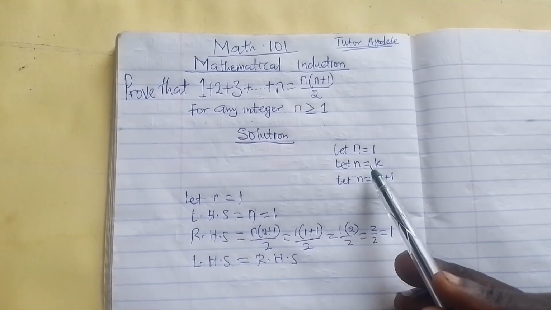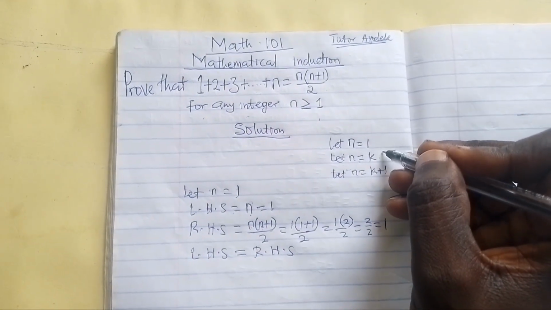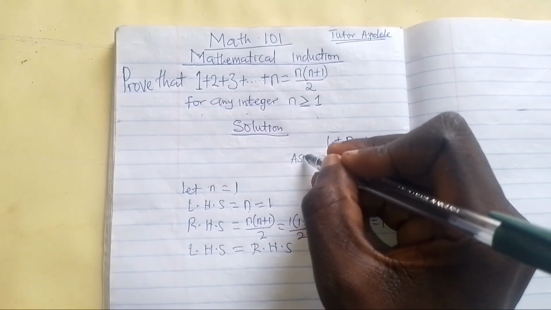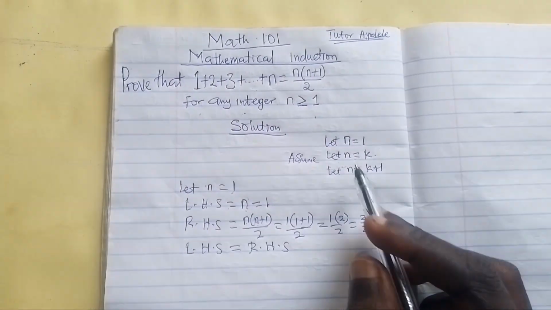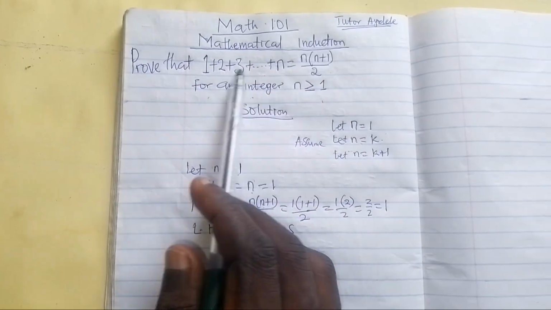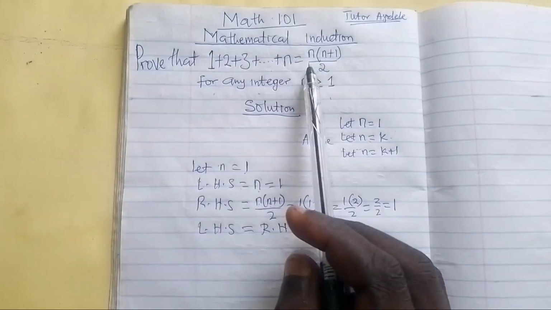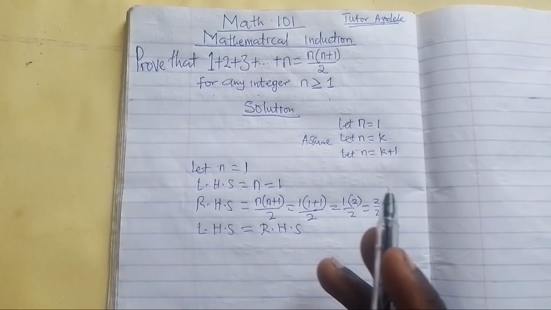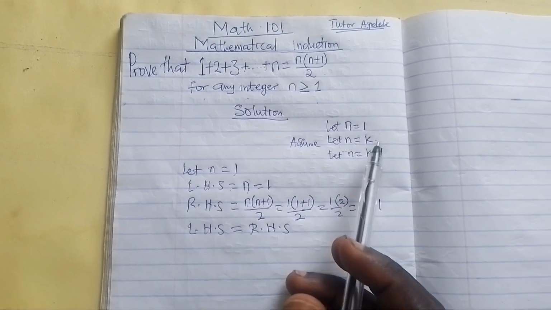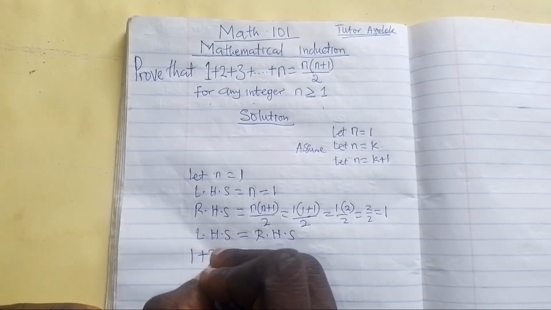And the next step says that we let n equal k. But here, as I've said, you assume that your n is equal to k. Now, coming back to what we have at the left hand side, this is what we have at the left hand side, this is what we have at the right hand side. So anywhere I find n, I will replace it with k.